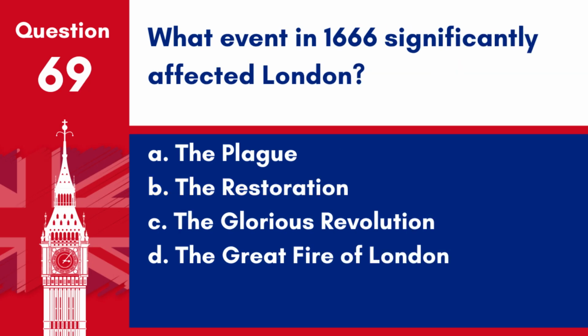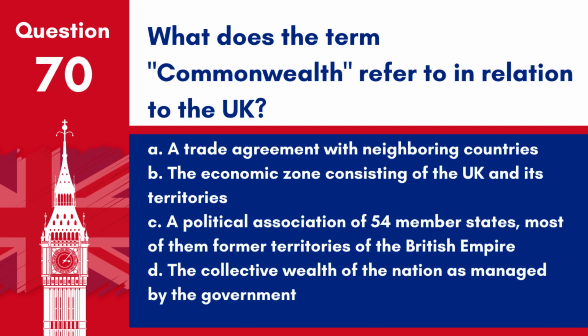Question 69. What event in 1666 significantly affected London? A. The Plague. B. The Restoration. C. The Glorious Revolution. D. The Great Fire of London. Answer: D. The Great Fire of London. The Great Fire of London in 1666 significantly affected London, destroying much of the medieval city. Question 70. What does the term Commonwealth refer to in relation to the UK?